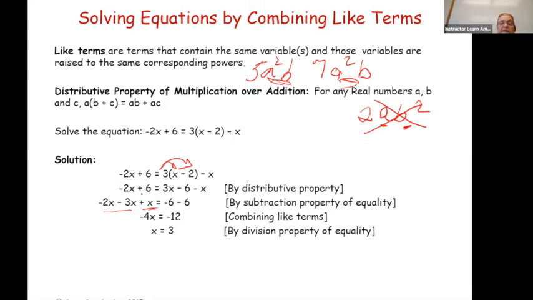And then we can subtract 6 from both sides. So we have minus 6 minus 6. And this gives us negative 4x is negative 12. Divide both sides by the negative 4, and x comes out to be a positive 3.